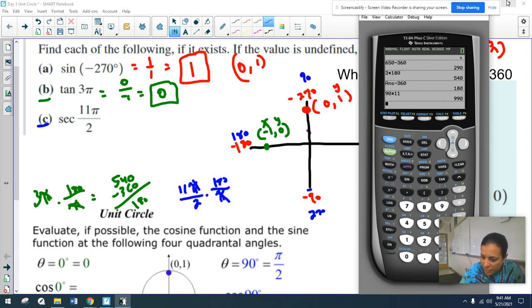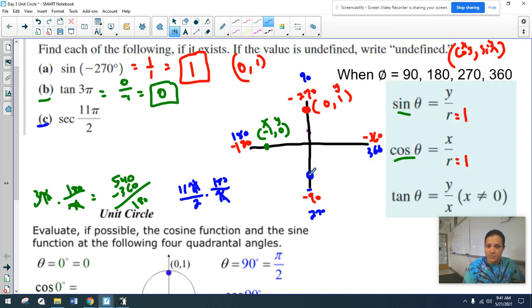So let's keep subtracting. Keep subtracting 360. So it's still not a normal number, so I'm going to subtract 360 again. There's a normal number that I recognize in a circle. So I'm at a positive 270. So that's down here. So positive 270 is going to be 0, negative 1.